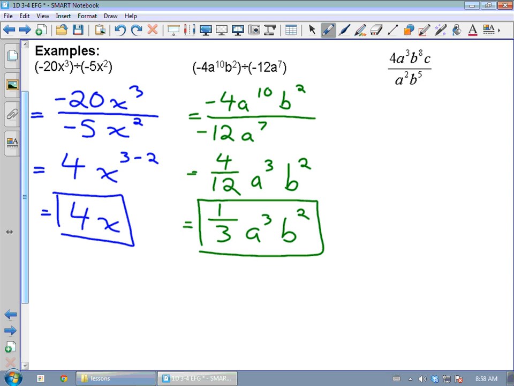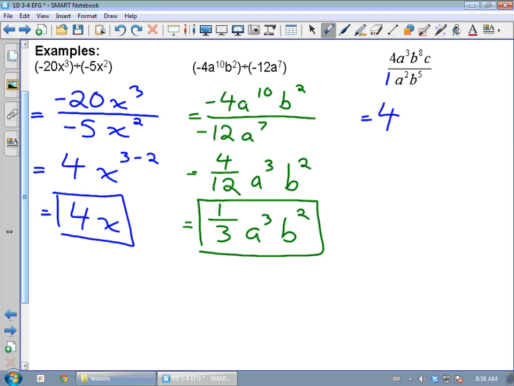We got this last one over here, which is already written nicely for us. We've got a 4a cubed b8 c divided by a squared b5. Let's see. 4, I don't see anything down there, so I assume that there's a 1. 4 divided by 1 just gives me a 4. What's my variable portion going to be here? You can probably see this one on your own here.